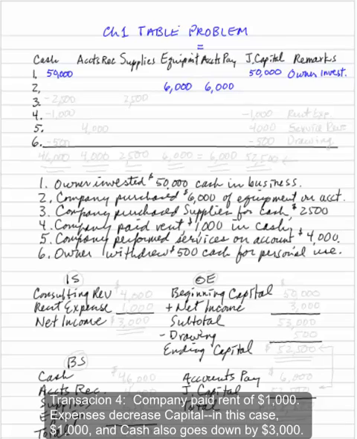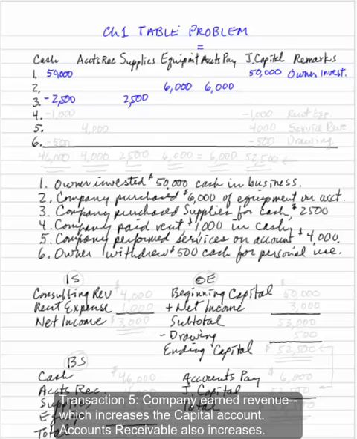Transaction 3, purchase supplies for cash. The supplies go up by $2,500. Cash is going to go down by $2,500. Fourth transaction, company paid rent, $1,000 in cash. Rent is an expense, and we're going to show a negative $1,000 because expenses affect owner's equity. So a subtraction of $1,000 from the capital account, and a decrease in cash, $1,000 as well. The remark would be on this one, rent expense.